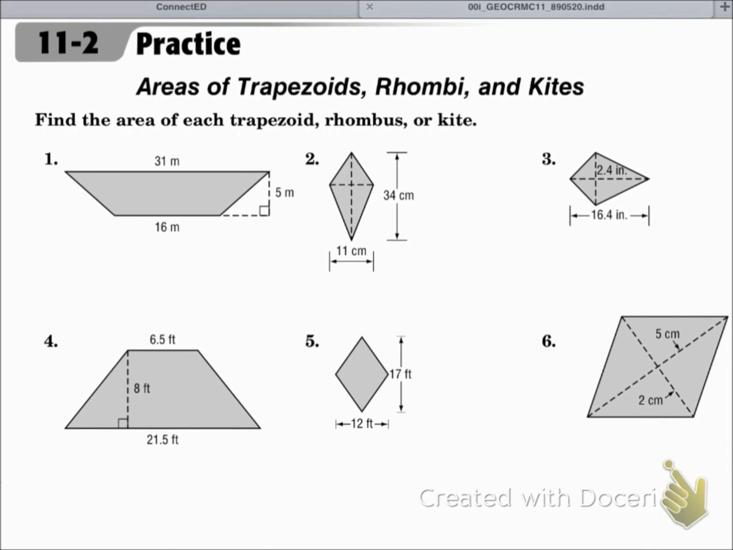This is lesson 11.2, areas of trapezoids, rhombi, and kites. Your objectives are to find the areas of trapezoids, rhombi, and kites.